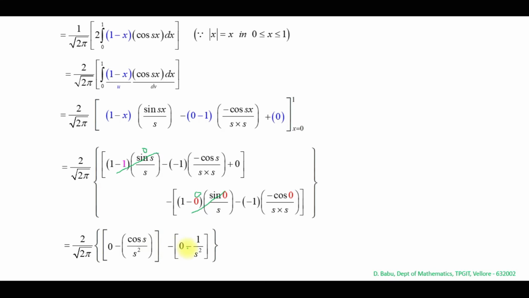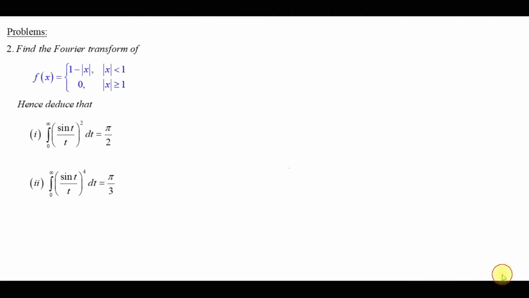Here minus into minus is plus 1 divided by s square. Here minus cos s divided by s square. So s square is common, and the numerator is 1 minus cos s. So first write the positive term, minus into minus plus, so 1 minus cos s divided by s square. But the deduction is in terms of sine only. So therefore we need the Fourier transform in terms of sine only.